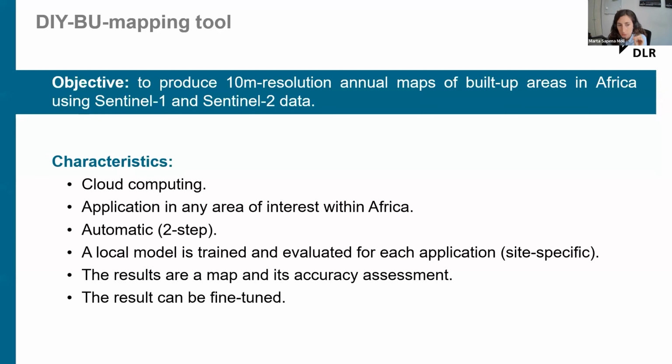We also prepared a step-by-step tutorial that we will share with the users, and there are only 2 steps to follow. As a difference with other products, in this case, we train local models. So it's not a global model that creates a map. It's really site-specific and created for every specific city or site that we want to map. As a result, the user gets a map and an accuracy assessment that tells you the accuracy of the map produced. And if the result is not satisfying, or the user finds some errors, the tool allows fine-tuning the map to improve it by including additional training data. I will show you briefly an example.